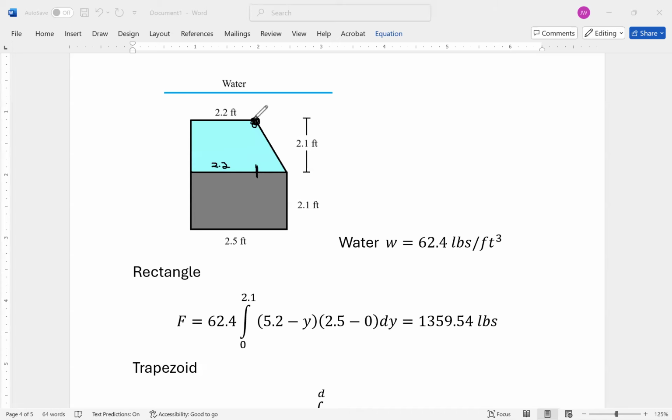And so if you look straight down from the corner to the bottom, that's going to separate this into 2.2 feet and then 0.3 feet, because we know this rectangle has 2.5 feet total. So we get 0.3 feet there. So if I set my origin here, then this line is y equals negative 2.1 over 0.3.